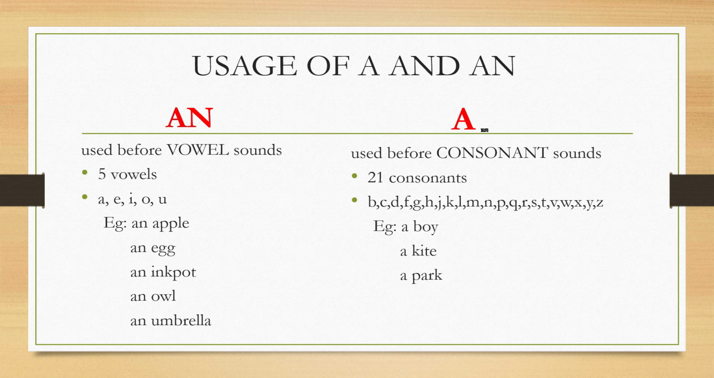A is used before consonant sounds. There are 21 consonants. All the letters except vowels are known as consonants. For example, a boy, a kite, a park.